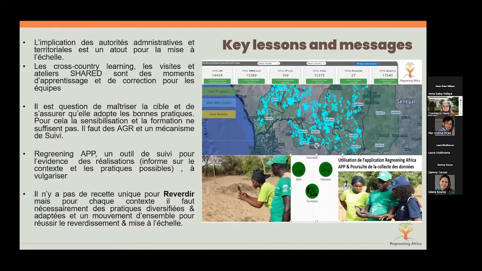We need a follow-up mechanism and also income generating activities. So the Regreening app, which is a monitoring tool, was used for evidence of achievement, and this was to help popularize or create visibility in terms of the activities.